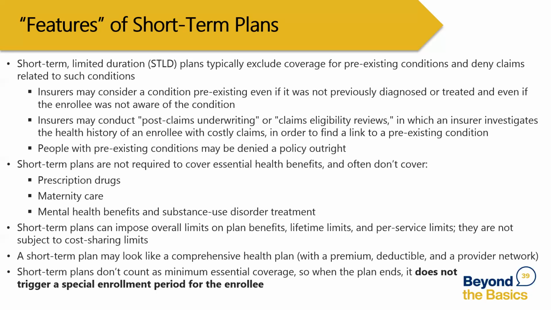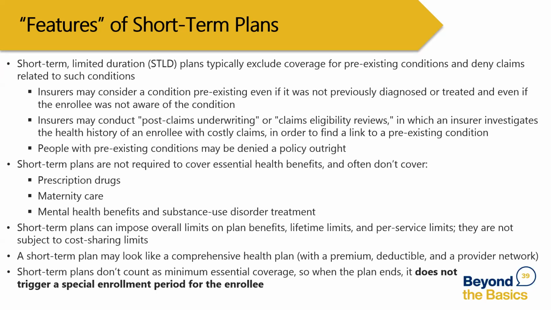Insurers may conduct what's known as a post-claims underwriting or claims eligibility review, in which the insurer investigates the health history of an enrollee with costly claims in order to try to find a link to a pre-existing condition so that they can refuse to pay for the healthcare services they received. Also, people with pre-existing conditions may be denied a policy outright.